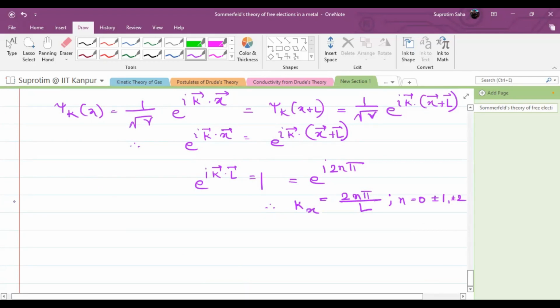Similarly, we'll see that in the other directions also, if you consider a three-dimensional box and the electrons are trapped in this three-dimensional box, the imposition of the periodic boundary condition will also impose some restrictions on the wave vectors that you can choose. So in that case, the wave vectors are quantized.